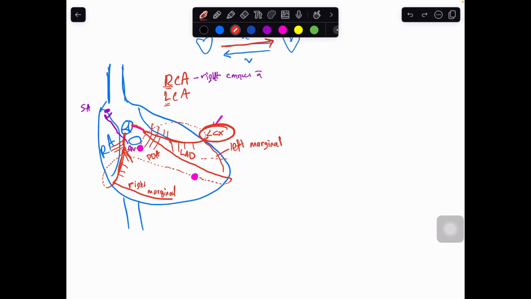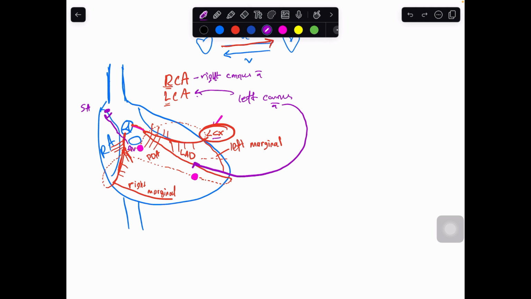Now, just like we had the right conus artery, we have a left conus artery, and again, it won't be coming from the left coronary artery, since the left coronary artery is very short and doesn't have these branches. The only two branches it gave off were these. The left conus artery will be originating from, no, it's not the left circumflex, it is the left anterior descending.